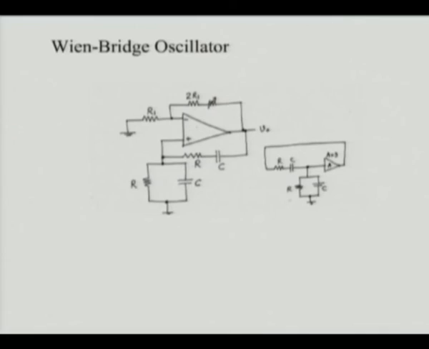To implement this, you would choose an amplifier and a filter, and whatever is the attenuation of the filter will be compensated by the gain of the amplifier, so that your modulus of A beta is equal to 1. That is how you would implement it. In a Wein bridge oscillator, the gain is chosen as 3 because the attenuation of this particular network is 1/3. To offset the attenuation, you need to multiply by 3.